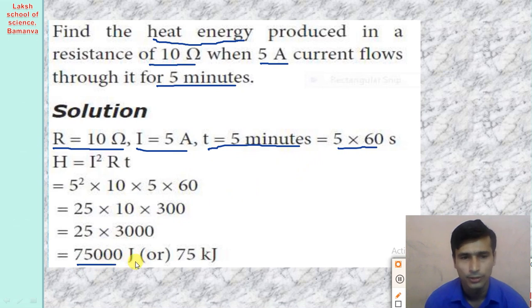75,000 joule. So what is the unit of the heat energy? The unit of the heat energy is joule, that is 75,000 joule, or we can write 75 kilojoule. So dear students, understand this example of how we calculate the heat energy passing through the conductor if the resistance, electric current and the time are given to you. Now we see another example.